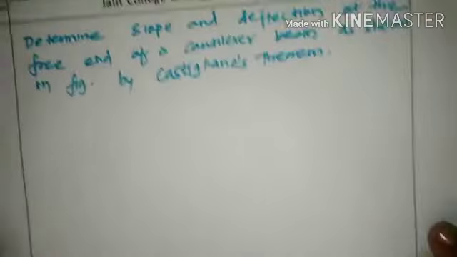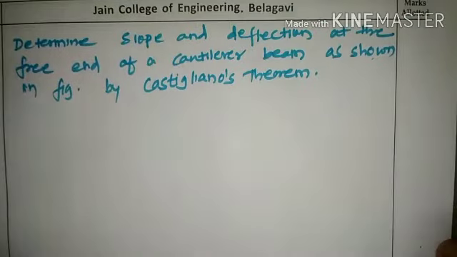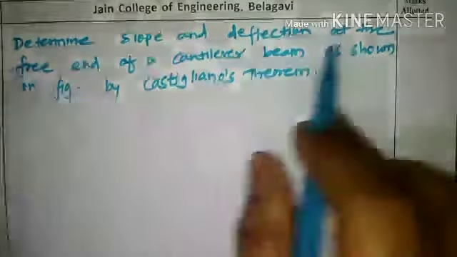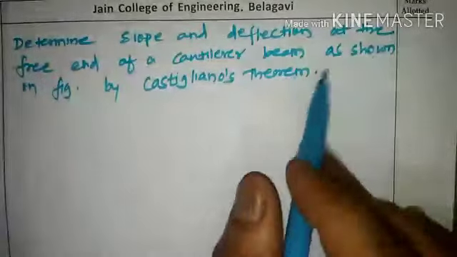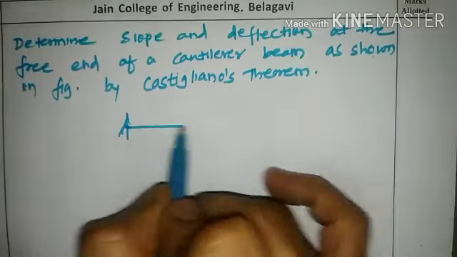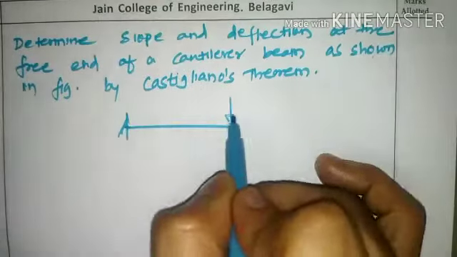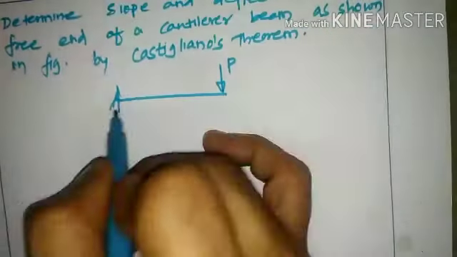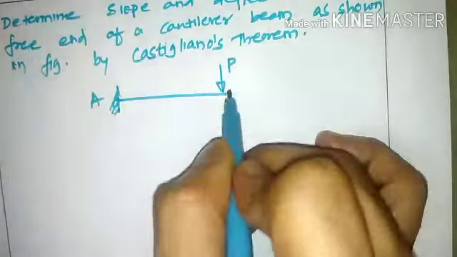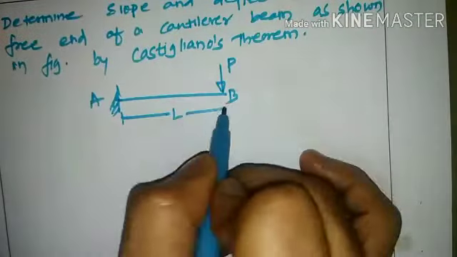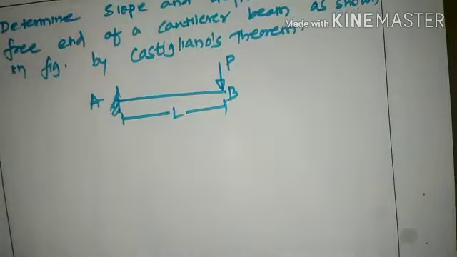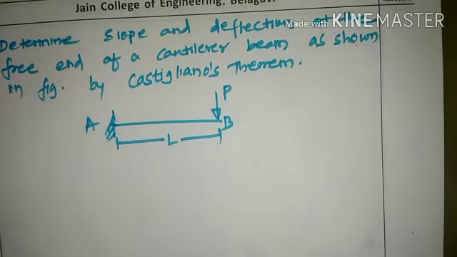To just have a small example. So this is an example. What it says is: determine slope and deflection at the free end of a cantilever beam as shown in the figure. So I shall consider a cantilever beam carrying a point load P at the free end, and I shall consider the span of this cantilever beam as L. I need to find out the deflection at the free end of the cantilever beam.